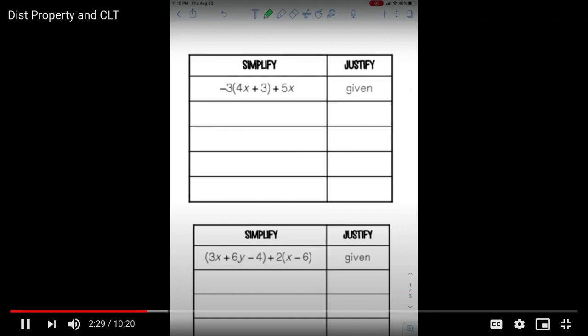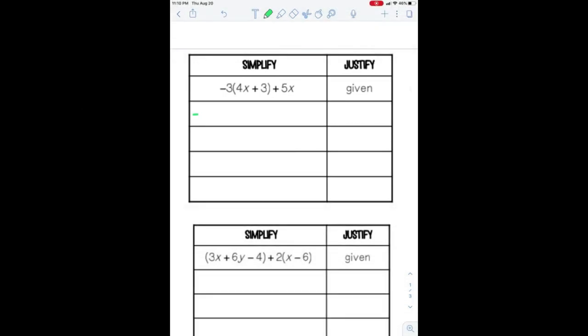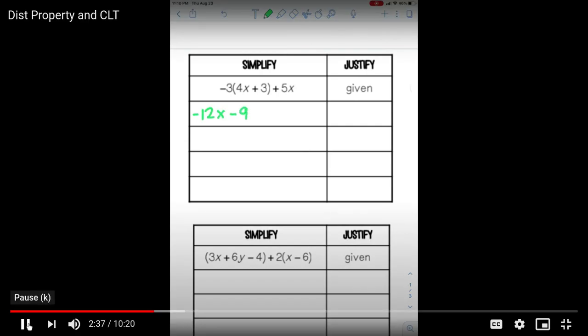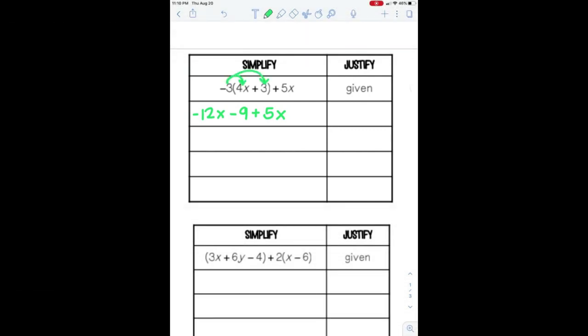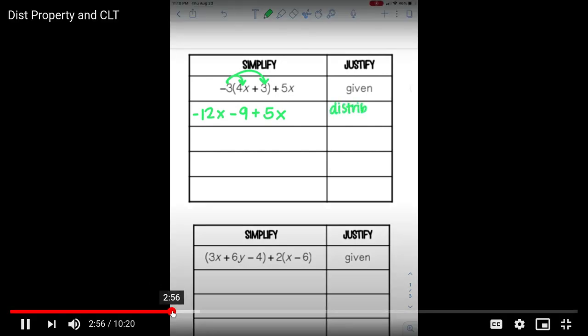So the first thing, if I look here, I see very clearly I have a set of parentheses and a number outside them. So I'm going to distribute that -3 to my 4x and my +3. So -3 times 4x is going to give me a -12x. -3 times +3 gives me -9. And then I'm adding a 5x. And like I said, that's the distributive property.